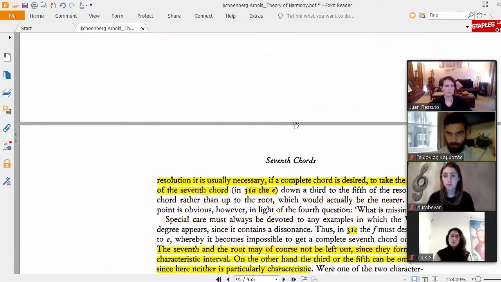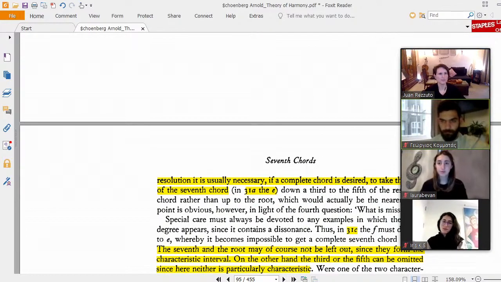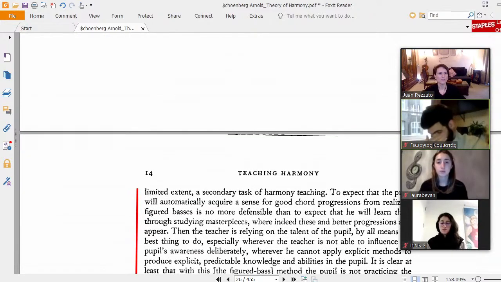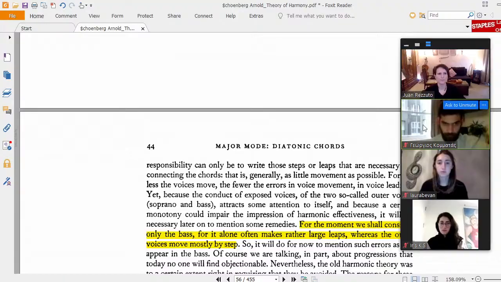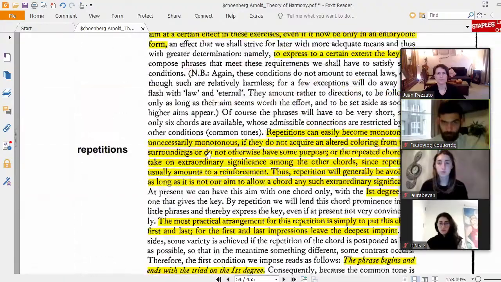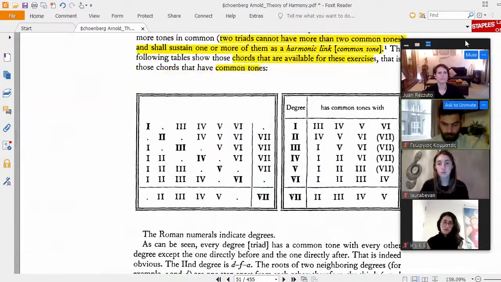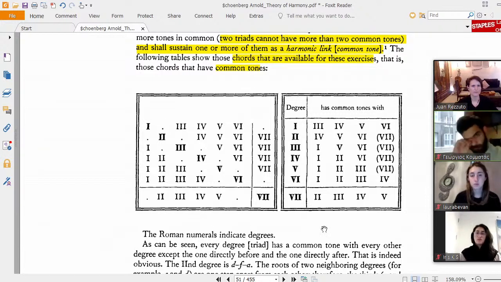Look, let's go to page 39. Do you remember this chart? If you have degrees 1, 2, 3, 4, 5, 6, 7, it shows which have notes in common: 1 has notes in common with the 3, with the 4, with the 5, with the 6.